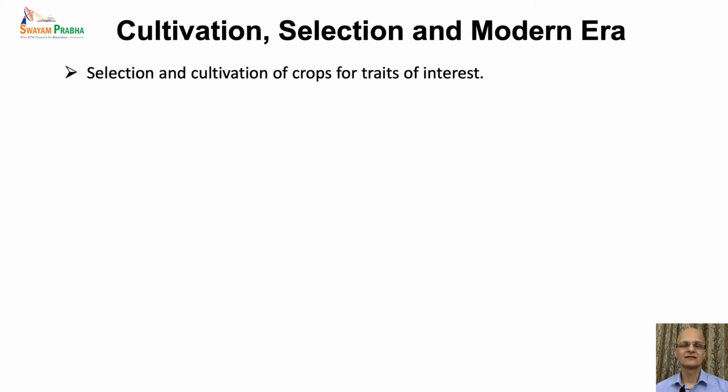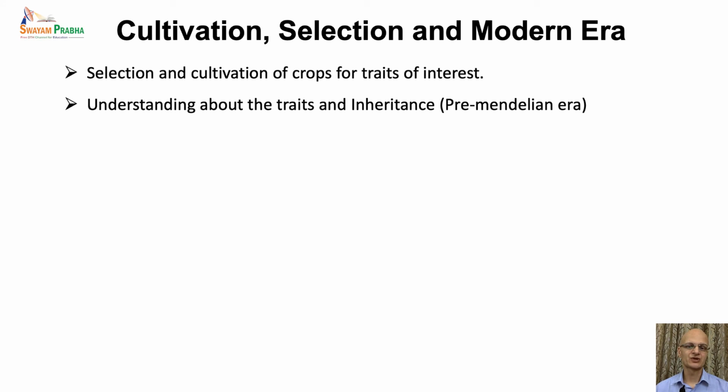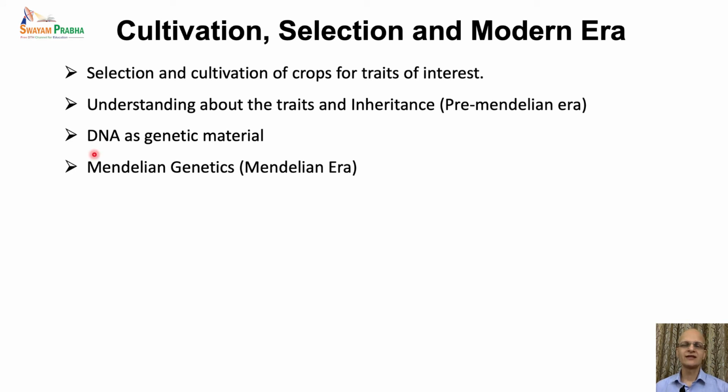Humans selected the crops for the traits of interest and generated next generations. So they developed an understanding about the traits and their inheritance, but these were just phenotypic observations. And it continued for over several centuries or thousands of years during the domestication time. Then came the understanding at the molecular level, the discovery of DNA as a genetic material, and also Mendel's work regarding how the traits are controlled and inherited to the next generation, and development in these fields was expedited.